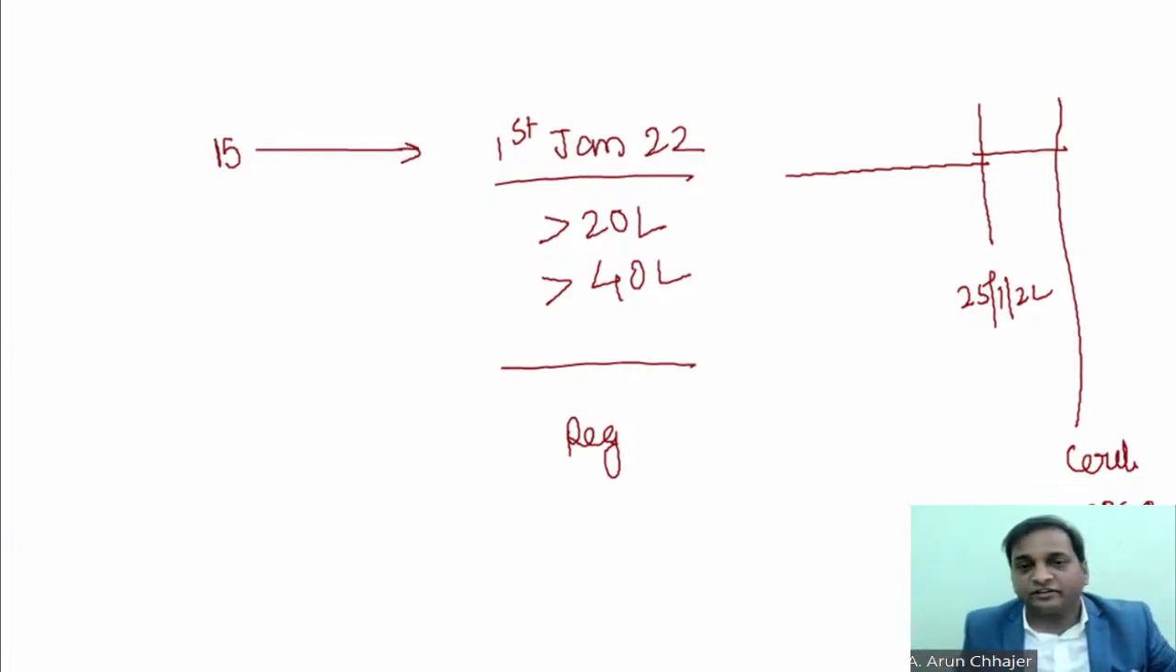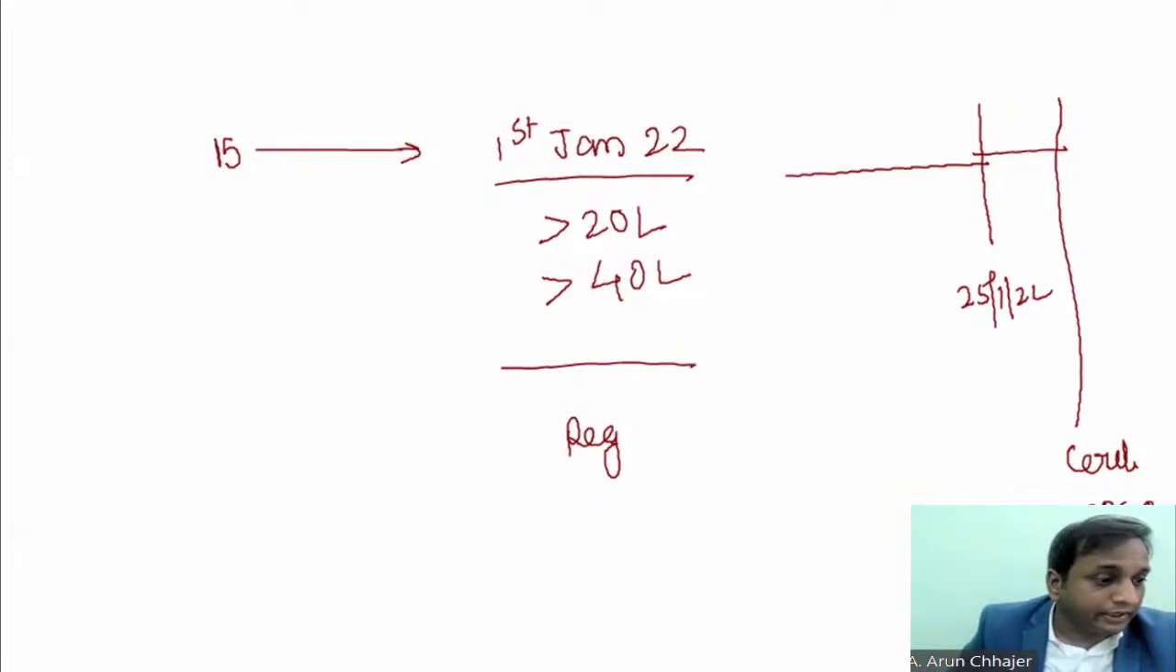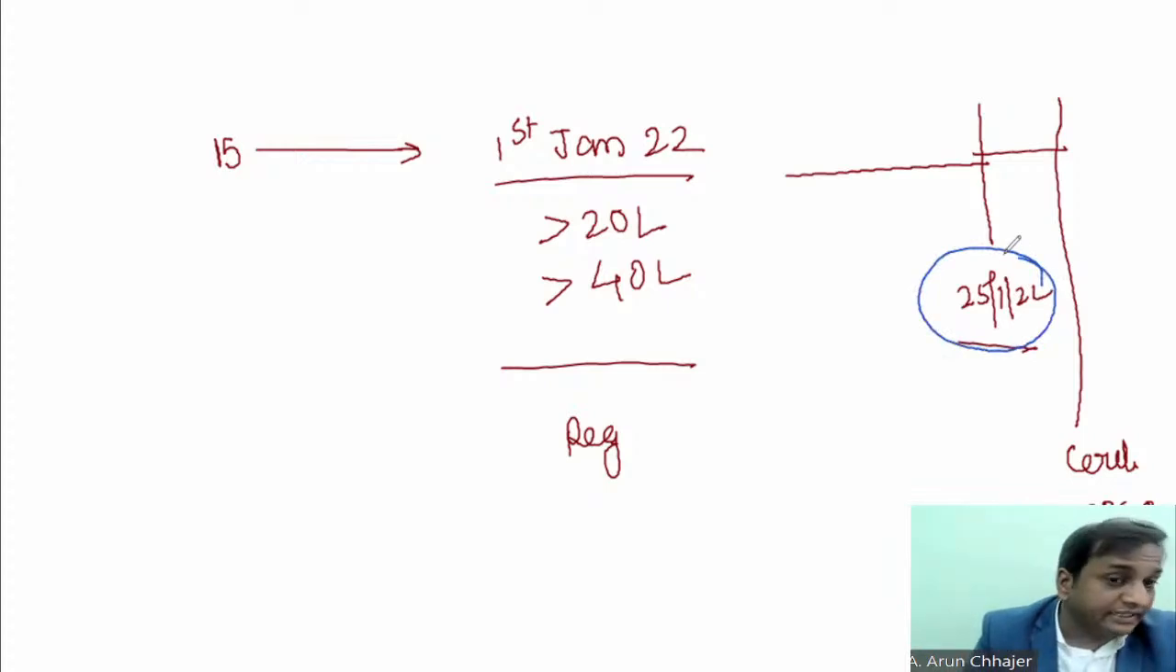What is the effective date of the registration in this case? Can you please tell me? The question is with respect to the effective date of registration. 1st Jan, 25th Jan or 6th February? What is the answer? If I have made the application within 30 days, the answer would be absolutely correct, 1st Jan.